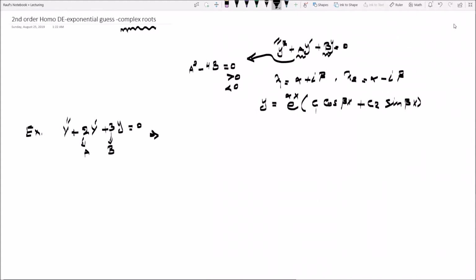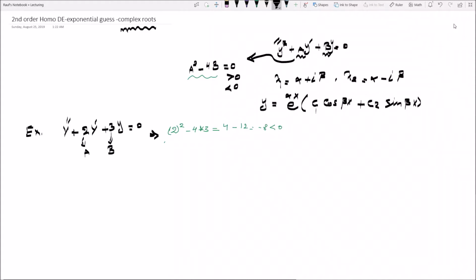Now we want to see what kind of equation we're trying to solve. So we're saying a squared minus 4b in here. So a squared is like 2 squared minus 4 multiplied by 3, in this case, equals what? 4 minus 12 equals minus 8, which is less than 0. So we're expecting to have complex roots.